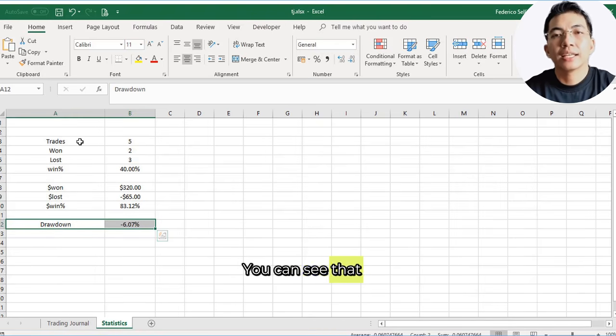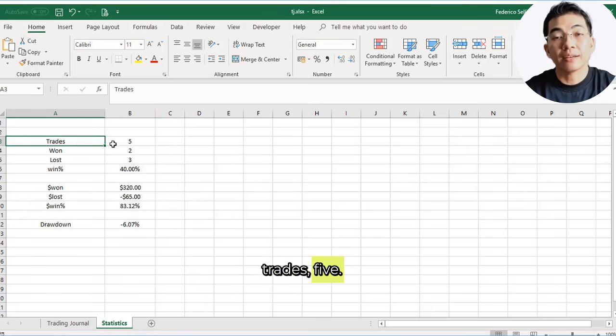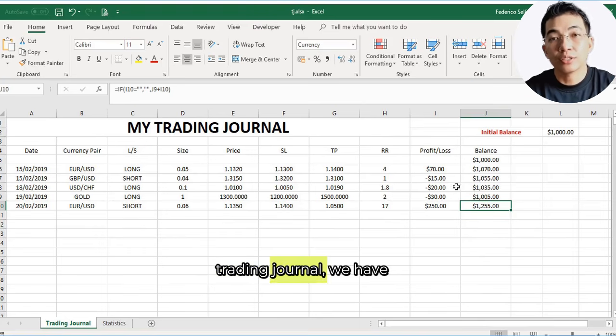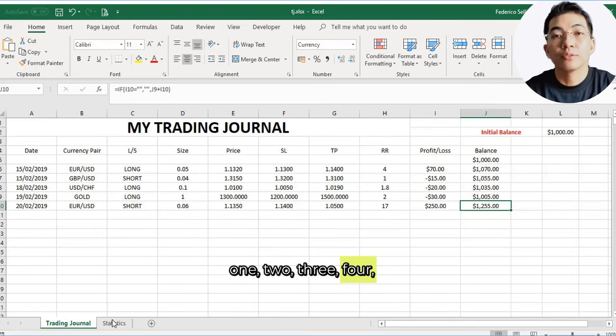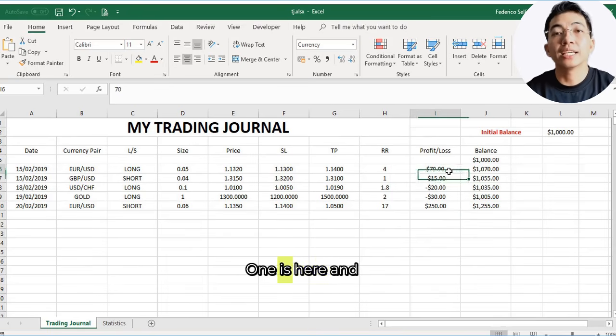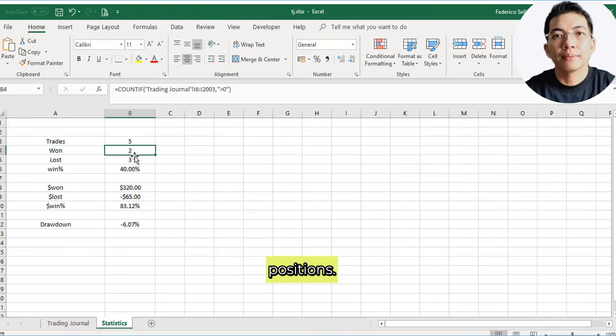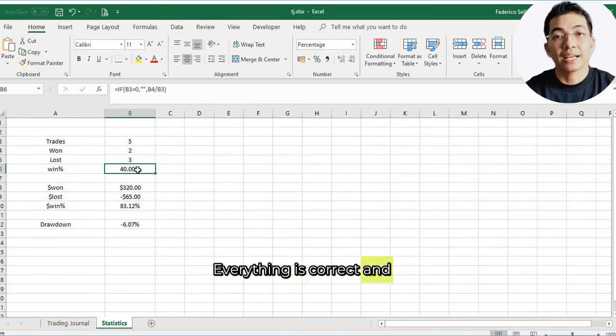You can see that I didn't insert many things, but I really like to have only important figures in my files. We have number of trades 5. If we check our trading journal, we have 1, 2, 3, 4, 5, so correct. Then winning positions 2, once again correct. One is here and the other one is here, with 3 losing positions. Everything is correct, and the win percentage is 40%.